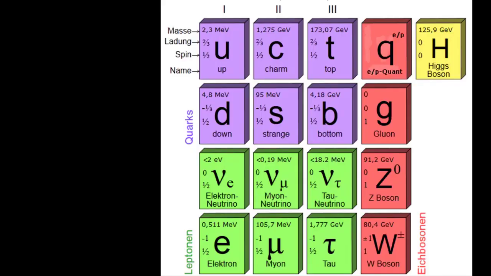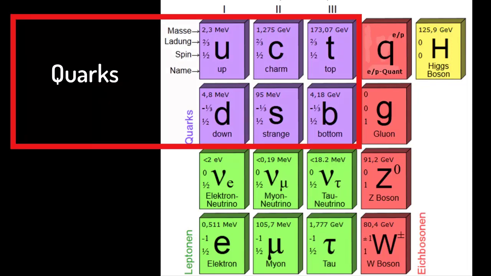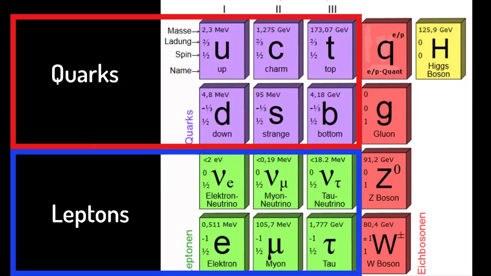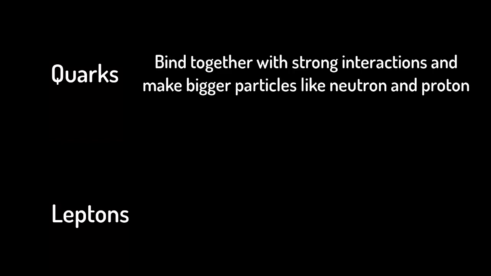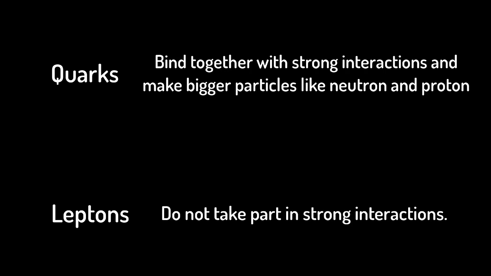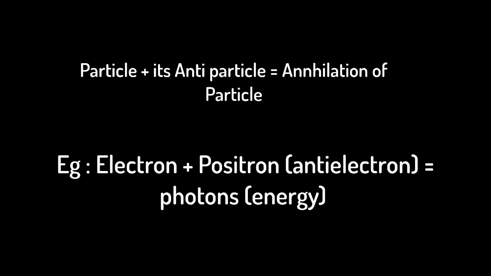In the first 3 generations of matter, there are 12 particles: 6 quarks, up, down, charm, strange, top and bottom, and 6 leptons, which are electron, electron neutrino, muon, muon neutrino, tau and tau neutrino. The main difference between quarks and leptons is quarks bind together with strong interactions to make things like neutron and proton, whereas leptons do not take part in strong interactions. When a particle and antiparticle collide, they disappear, releasing energy. This is known as annihilation of particles.